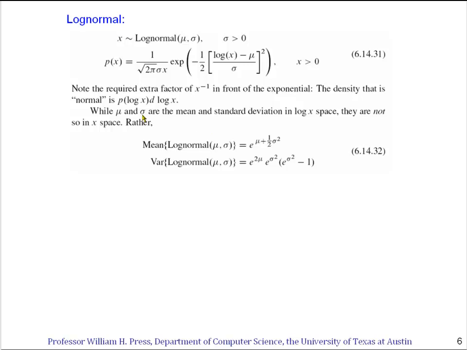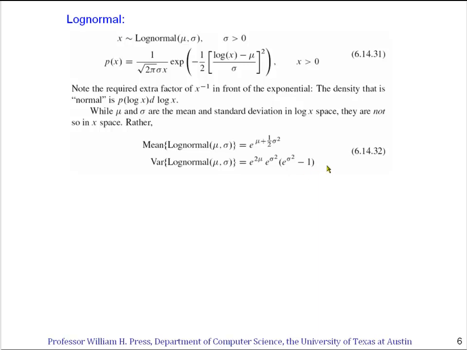Now, mu and sigma are the actual moment mean and standard deviation in log x space, but they're not the mean and standard deviation in x space. Those are given by these peculiar formulas, e to the mu plus a half sigma squared, and I won't read this one out, but this complicated combination.